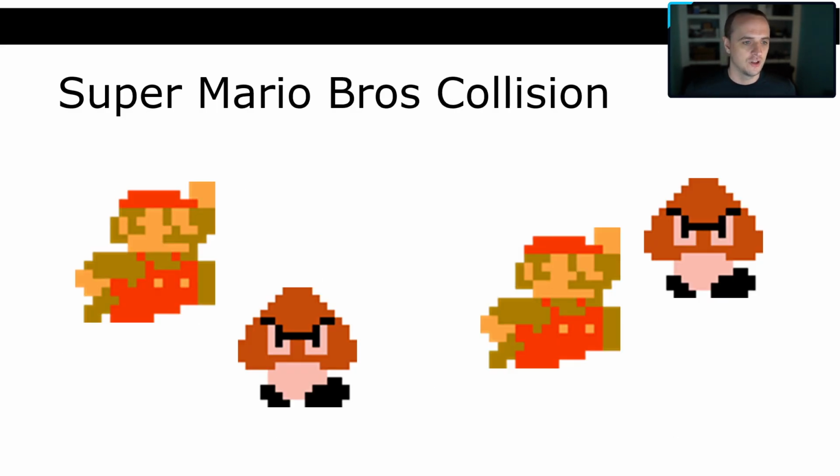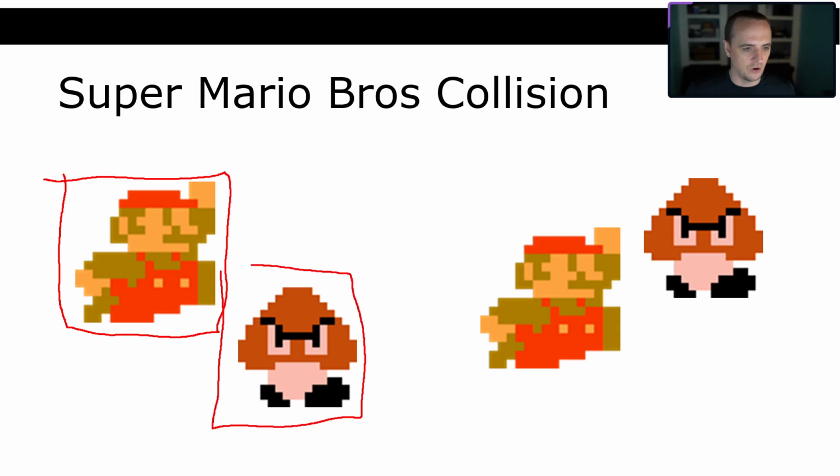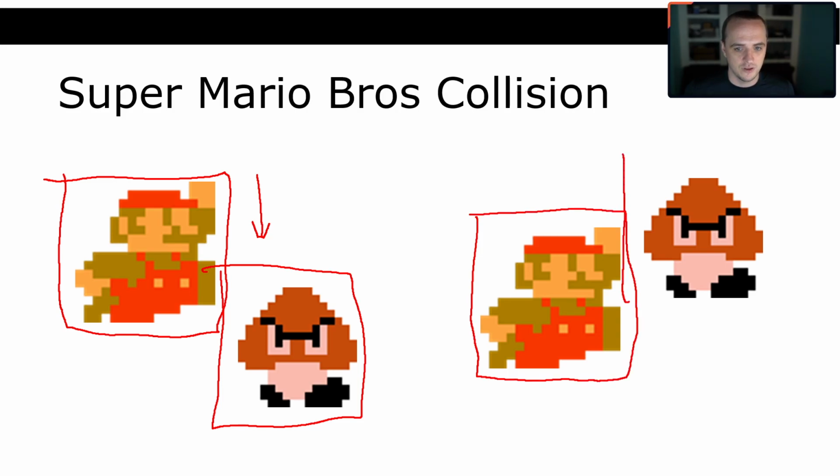So there's two things. There's Mario, and there's an enemy. Here are the bounding boxes, and at some point they're going to overlap by a little bit. But what Super Mario Brothers does is it checks to see, is Mario's y velocity positive? So is Mario falling? Well, I guess you could say that's negative. If Mario is currently moving downward, then the entity dies. That's it.